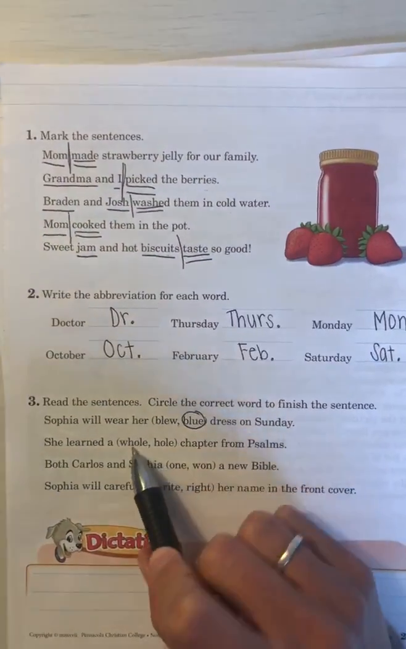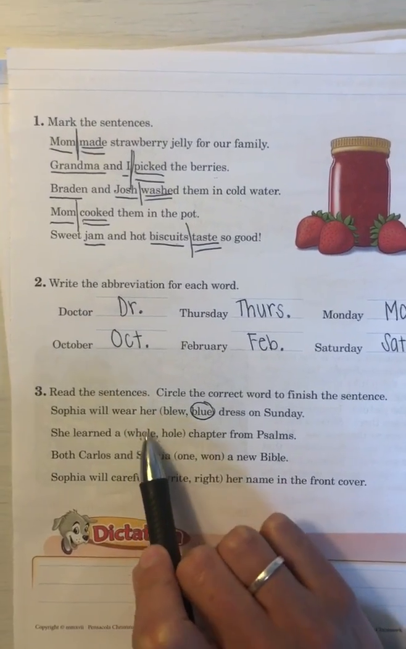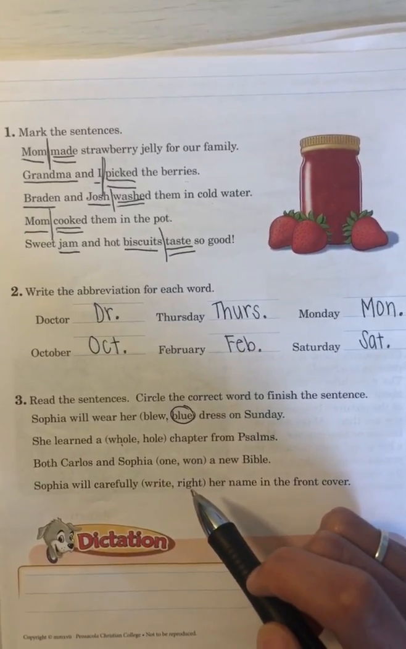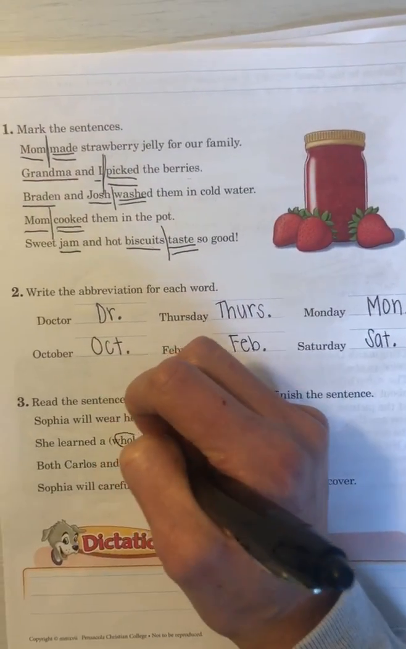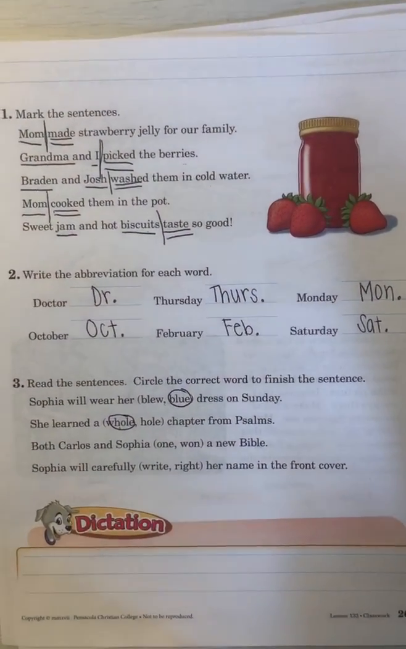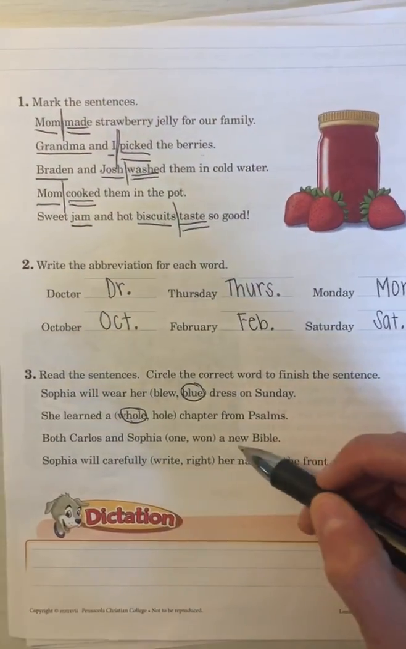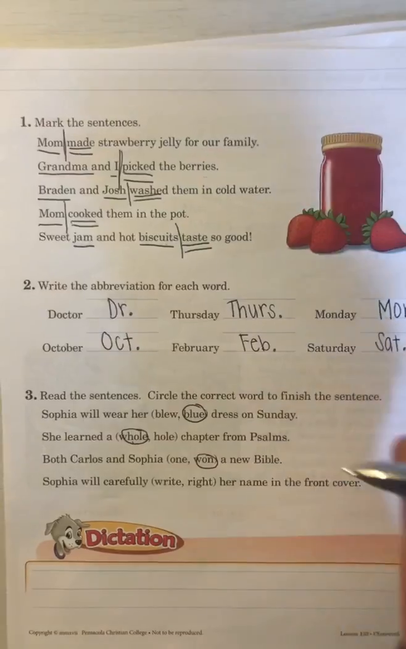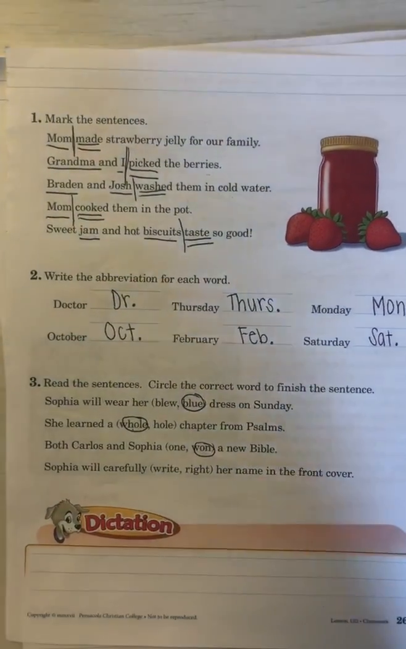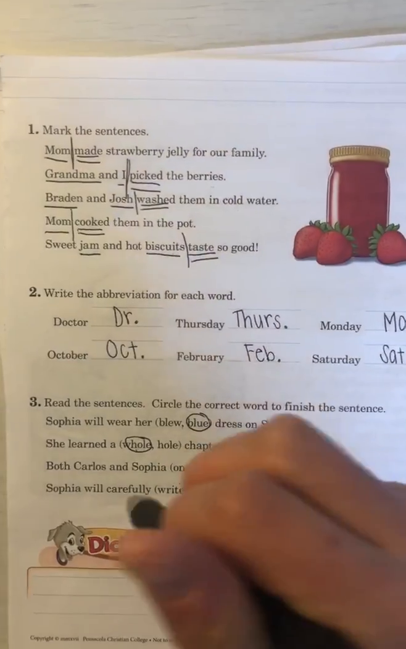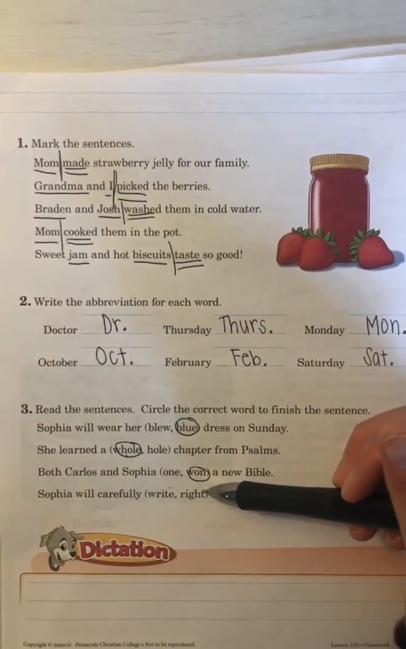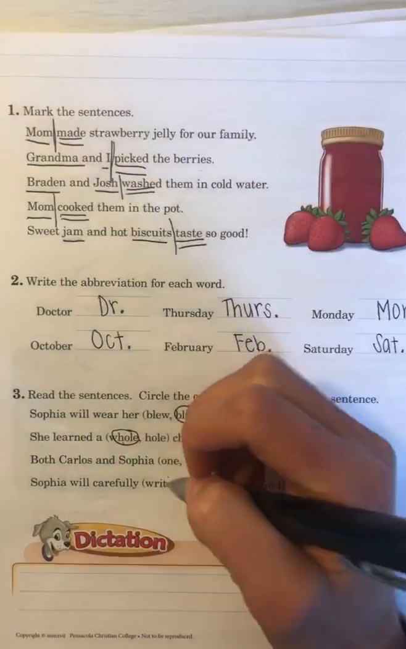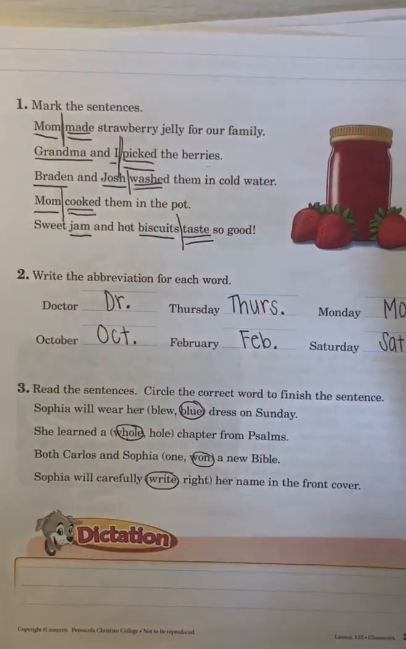She learned a whole chapter from Psalms. This is like a complete, or whole as a hole in the ground. So which one should it be? W-H-O-L-E. Both Carlos and Sophia won, like the number, or won a new Bible. They won as in a prize, right? They're the winners. Sophia will carefully write her name, like writing, or write, as in I use my right hand. Which one should it be? Write, as in writing. Good.